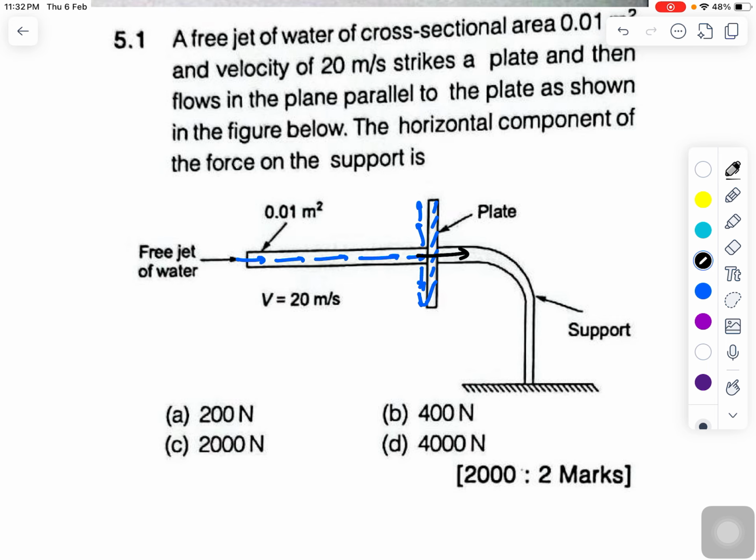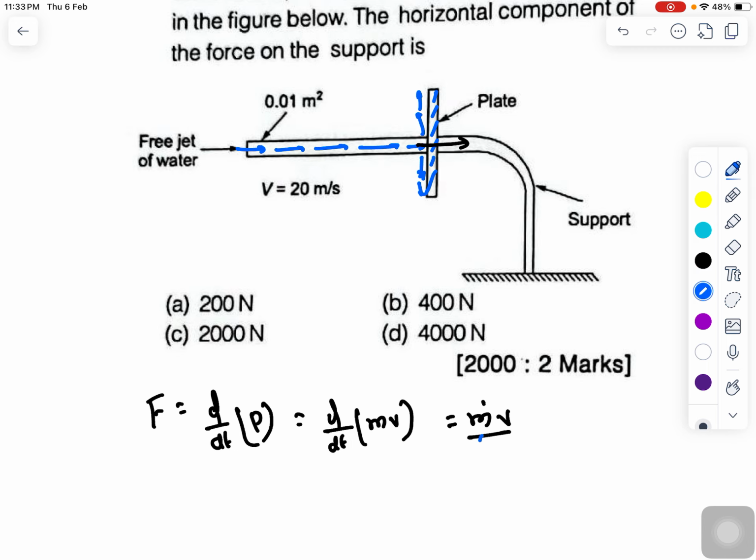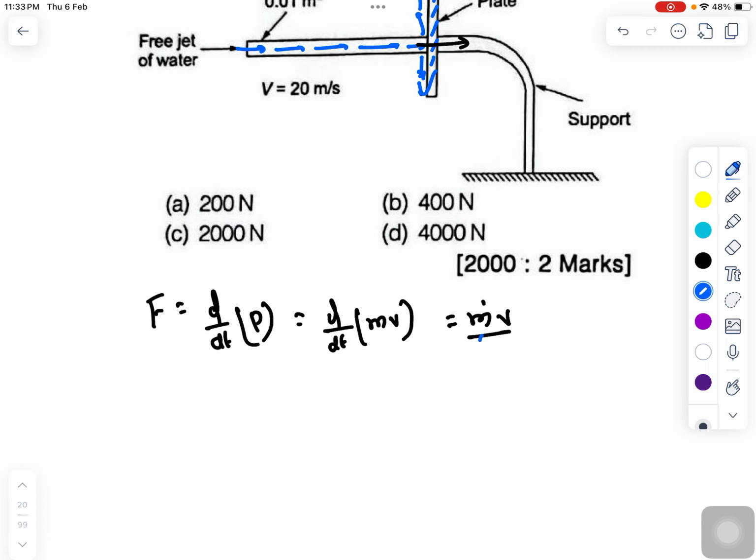So if I am calculating this force, if I apply Newton's second law of motion, that tells us that force is equal to rate of change of momentum, dp/dt. So I can write d/dt of mv. So what can be written? m dot v, right? Mass flow rate multiplied with velocity. If velocity is constant, velocity is not going to vary, right? So what is mass flow rate? Mass flow rate can be written as rho into area into velocity. So force can be written as rho into area into velocity multiplied with velocity, that is rho A v square.